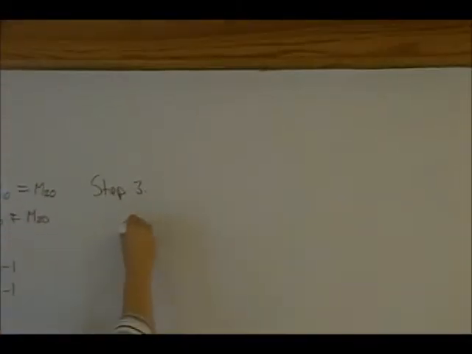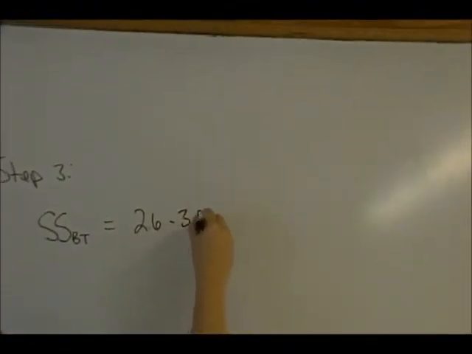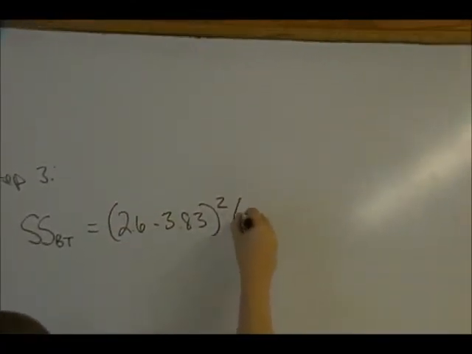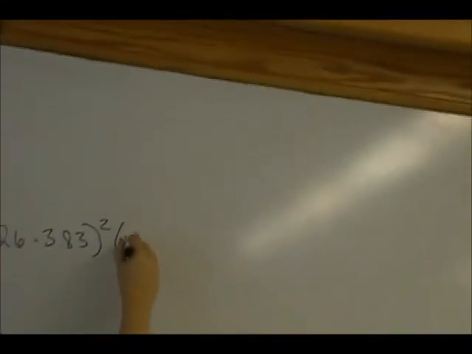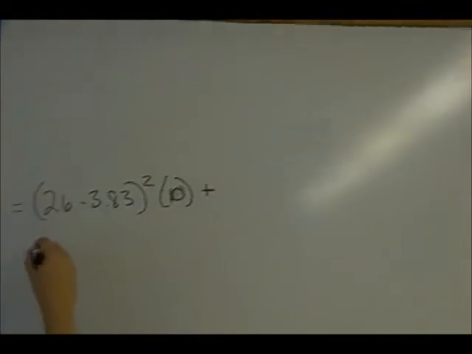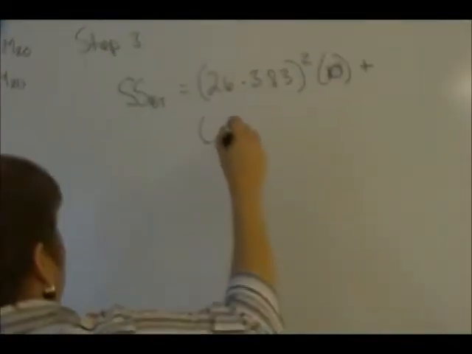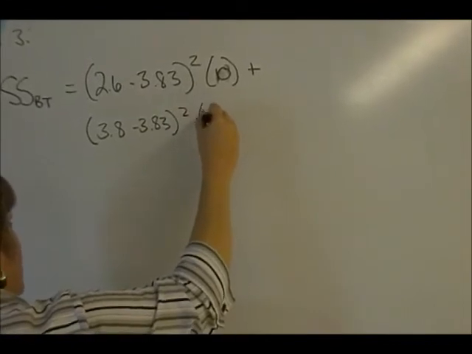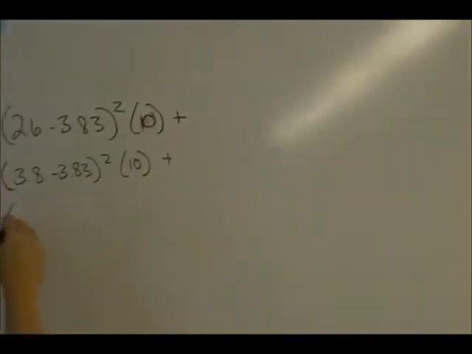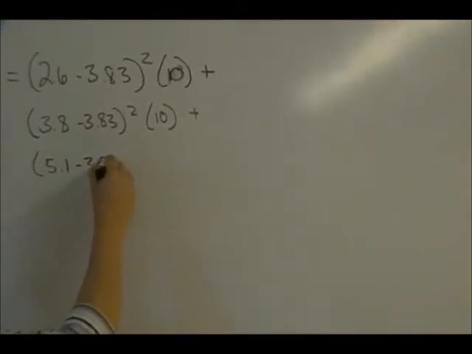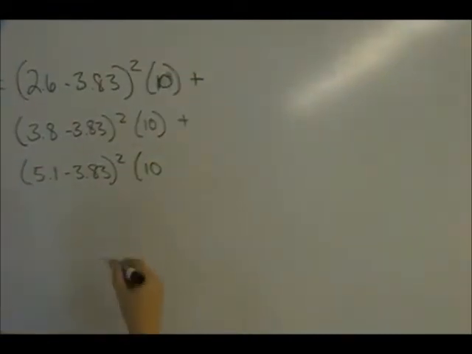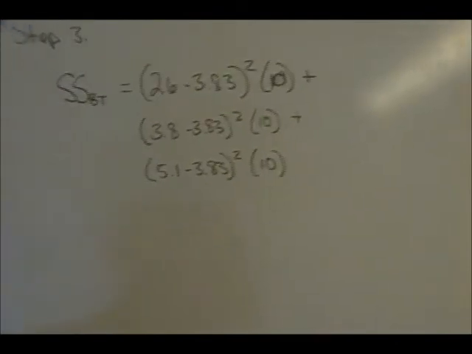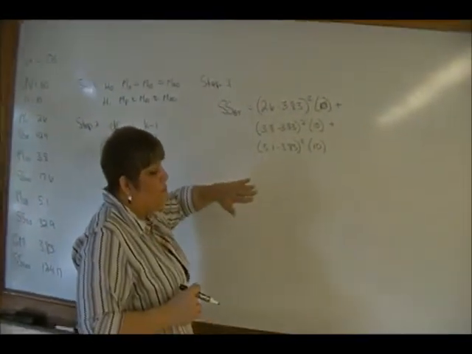The sum of squares between is literally going to be equal to the mean for group 1, 2.6, minus the grand mean of 3.83 squared, times n, which is 10, plus, do this for the next group, the mean for the 10 milligram group, 3.8, minus 3.83 squared times 10, plus the mean for the fourth group, 5.1, minus 3.83 squared times 10, okay?